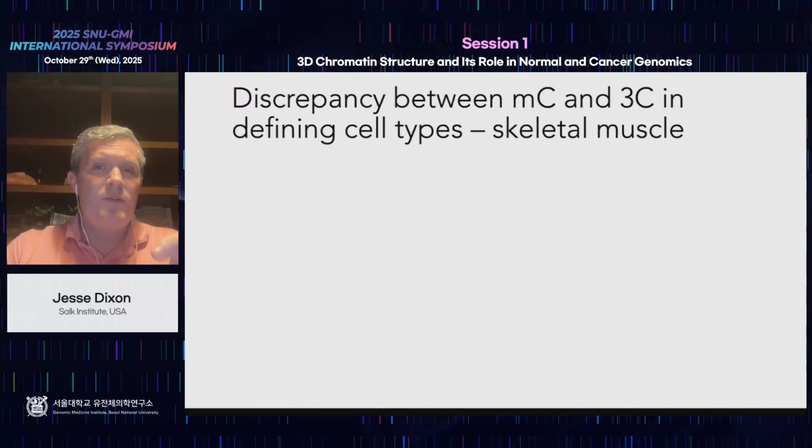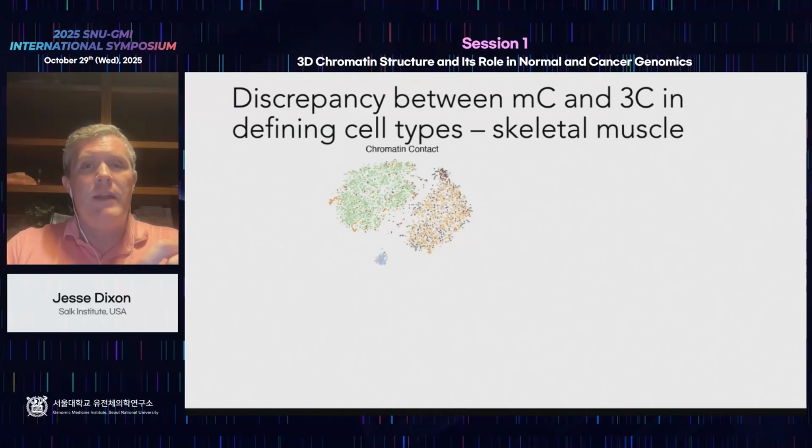And so this is an instance where we see different clusters that emerge in the context of skeletal muscle. So this is showing if we basically take skeletal muscle cells and cluster with the chromatin contact or 3D genome data, we get three very nice distinct clusters. These correspond to a satellite or stem cell population, as well as fast twitch and slow twitch fibers.